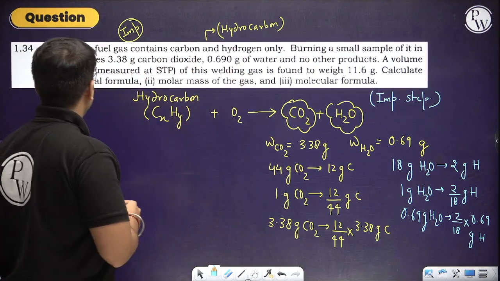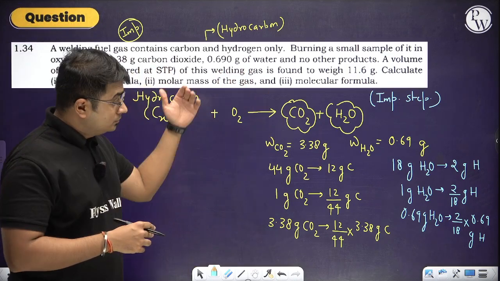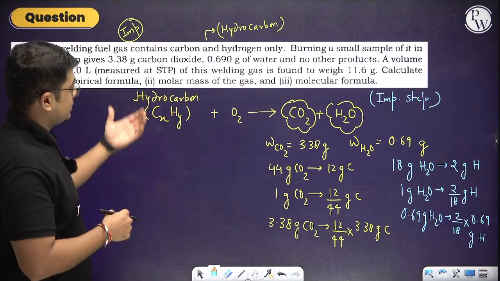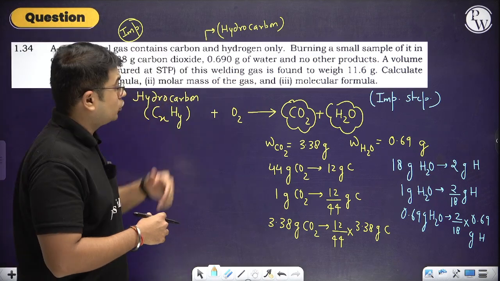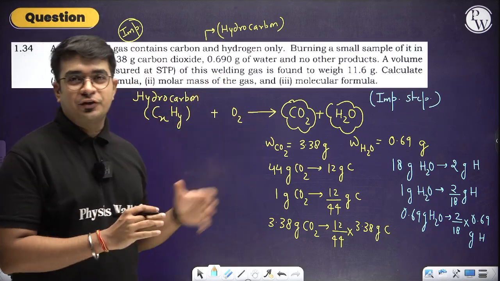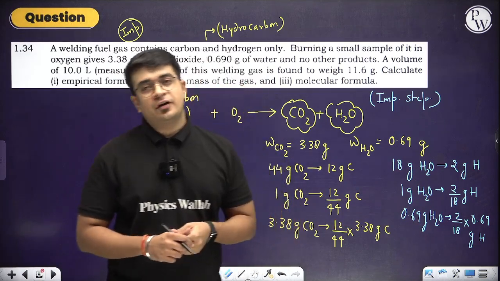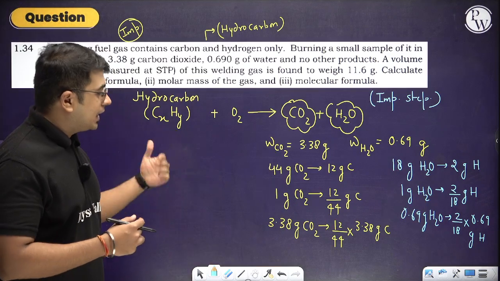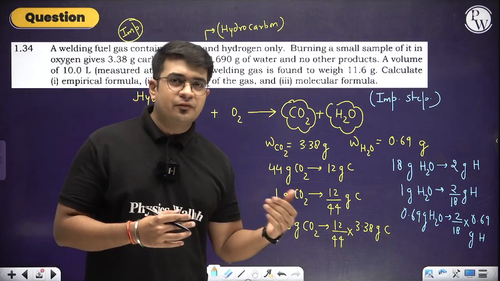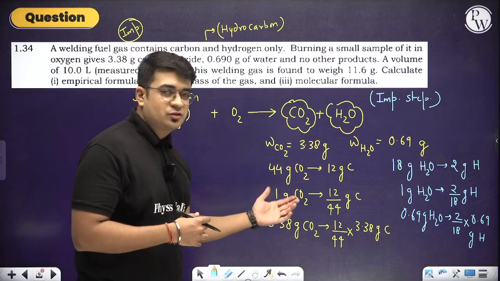Second part says a volume of 10 liter measured at STP of this welding gas is found to weigh 11.6 grams. Calculate the empirical formula as well as the molecular mass of the gas and the molecular formula. So basically this is the entire summation part of your chapter. Now from that part we know the percentage of carbon, we know the percentage of hydrogen. What we can do, we can directly calculate the percentage of carbon as well as percentage of hydrogen in a very simple manner, or else we can calculate the percentage by another method also.